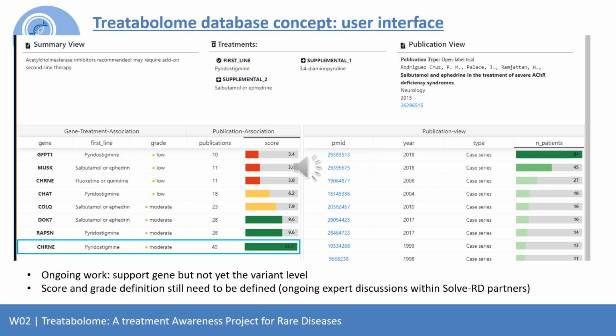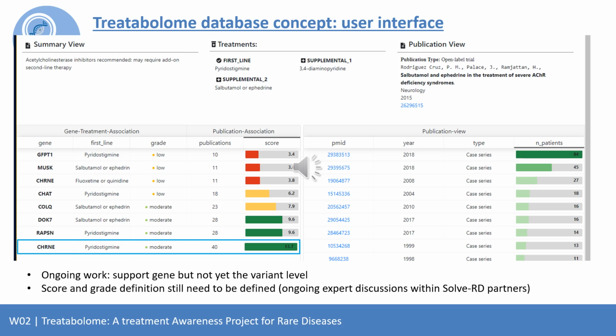So there you have the list of the genes associated with their corresponding treatment, the grade of response, currently low, moderate, high, and adverse, but we are still working on better defining these grades and associating scores. And you also have the number of publications that support that specific association between the gene and the treatment. Then, if you select one of the genes on the right panel, the different publications with the number of cases participating in each of the studies, the year and the type of case will be displayed.